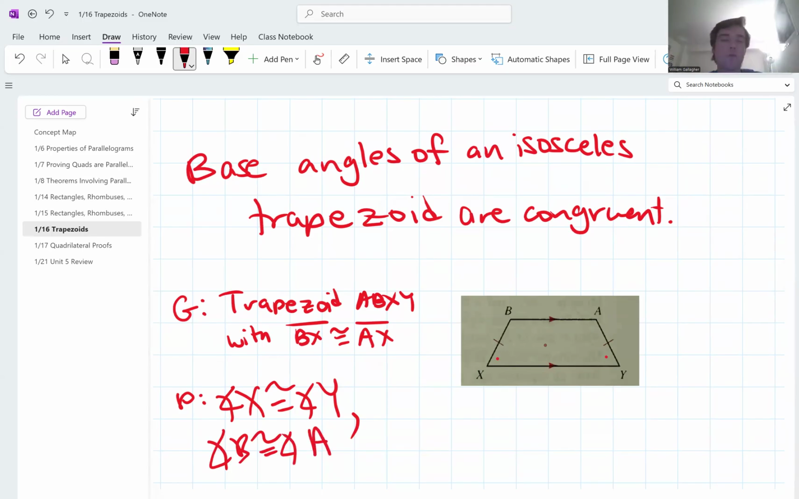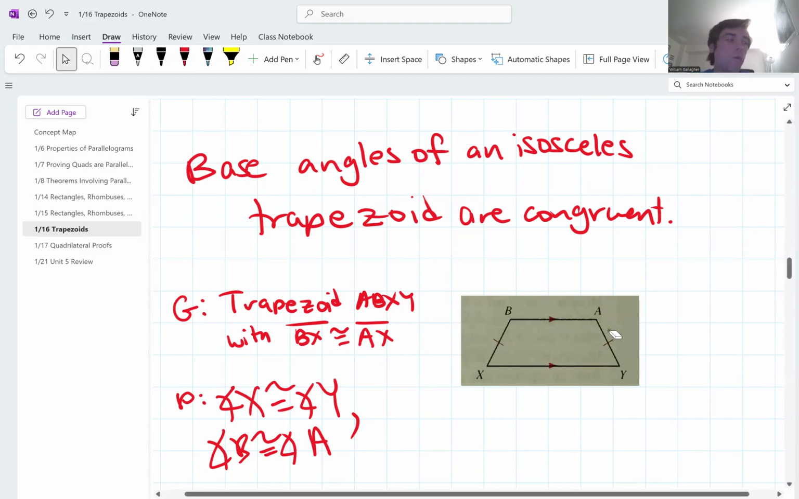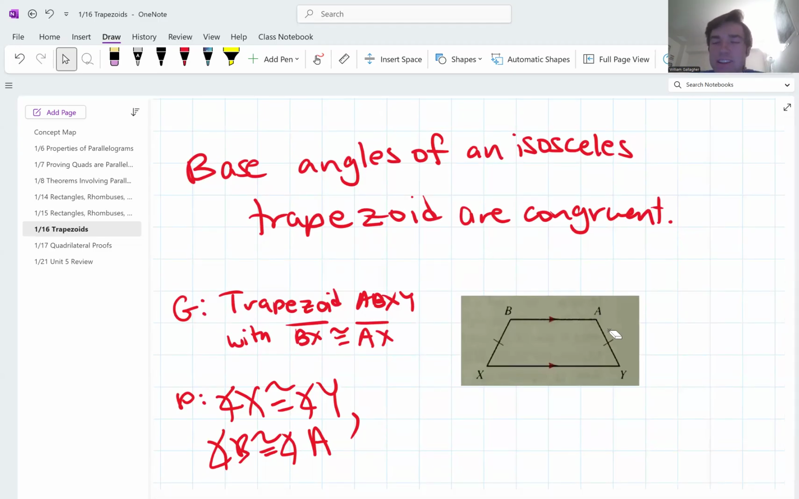I'll talk a little bit more about angle B and angle A in a second. But let's first focus on X and Y. There's a couple of ways to do this. One way your textbook recommends is using the first theorem from the lesson on parallel lines, but we haven't really touched on that. So I'm going to go in the other direction. And you notice here we don't really have any information to work with.